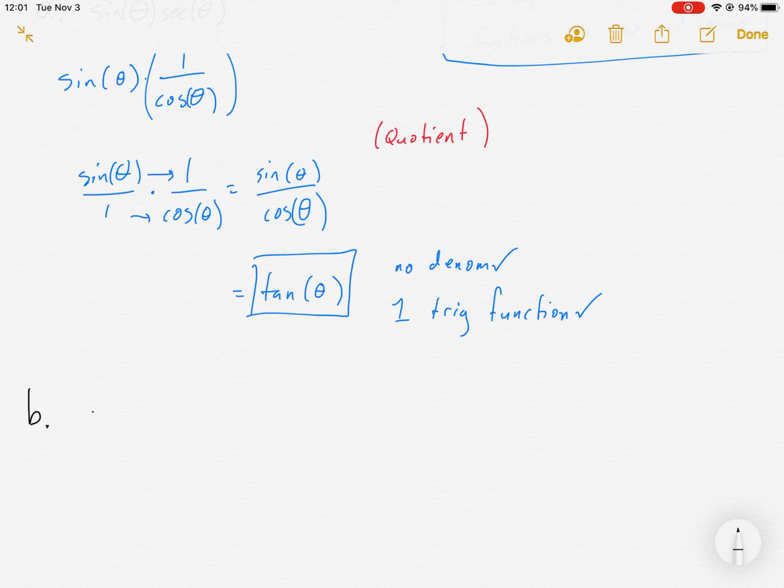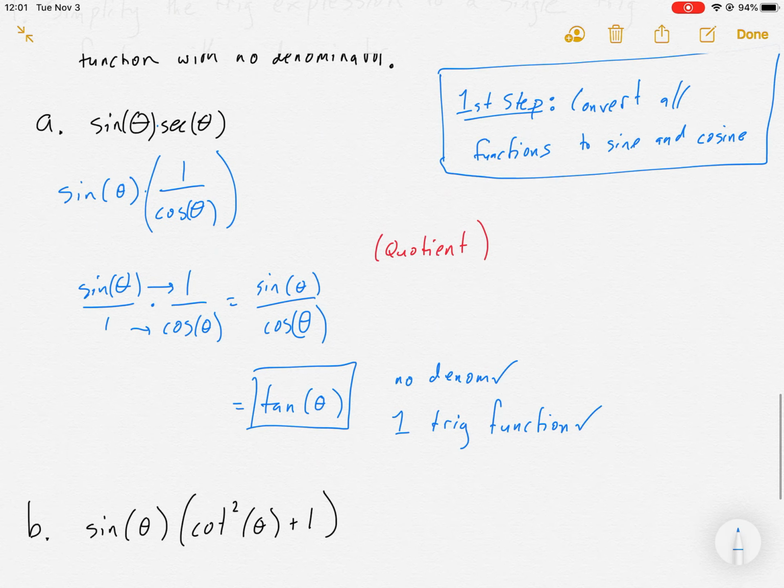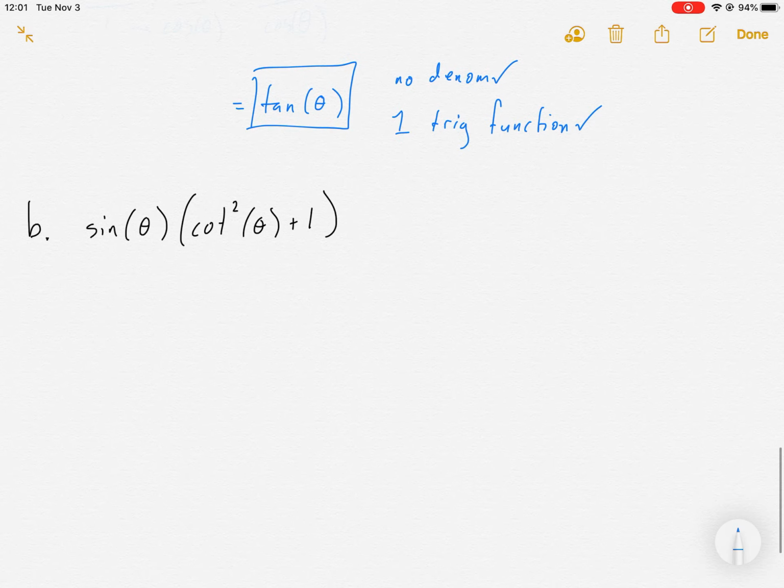Let's do sine of theta, and then we'll do cotangent squared of theta plus 1. Okay, so this one's a little bit weird because there's sine of theta and then there's this cotangent squared stuff, and we don't really know what to do with that maybe. I said that a great first step is to convert all functions to sine and cosine. I'm actually going to tell you to pause just a moment here.